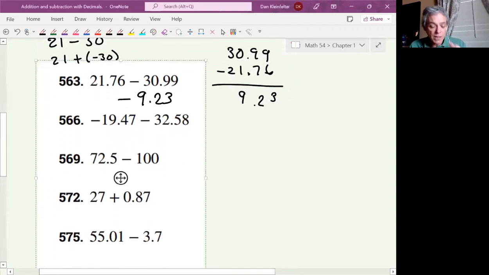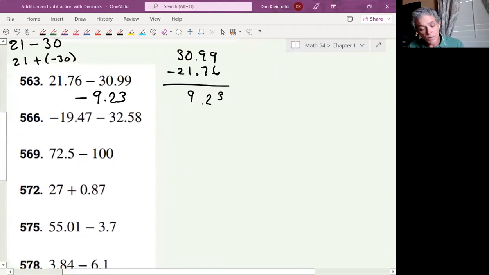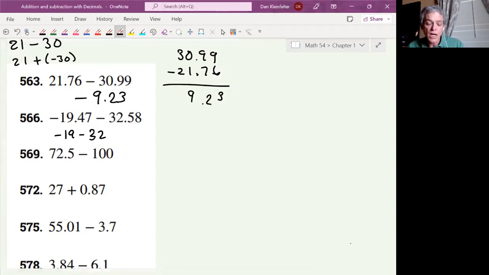Okay, so what's important, of course, is to make sure that when you're adding or subtracting, you keep those decimal points aligned. So let's do 1, maybe 2 more of those. For negative 19.47 minus 32.58, if these were whole numbers or integers, if I was doing negative 19 minus 32, we'd add them, right? We would make that negative 19 plus negative 32, right? And then we'd end up with a negative 51. So we're going to add basically their absolute values and have a negative sum.